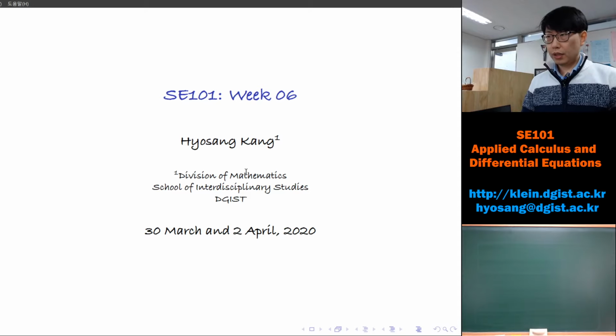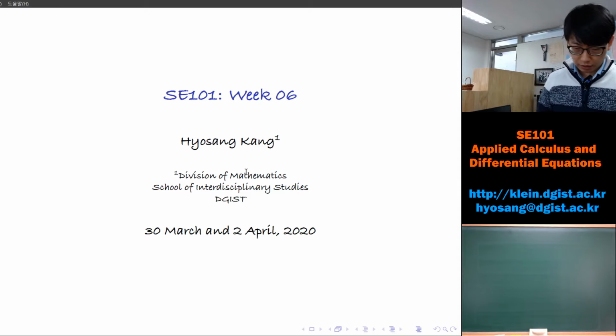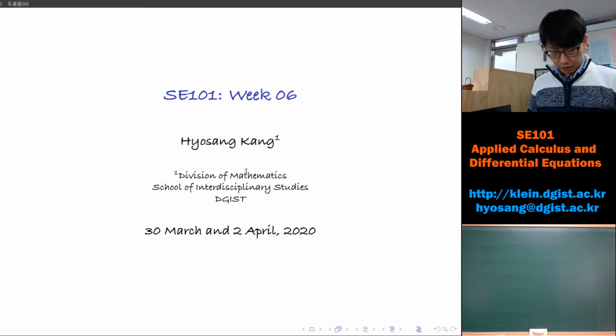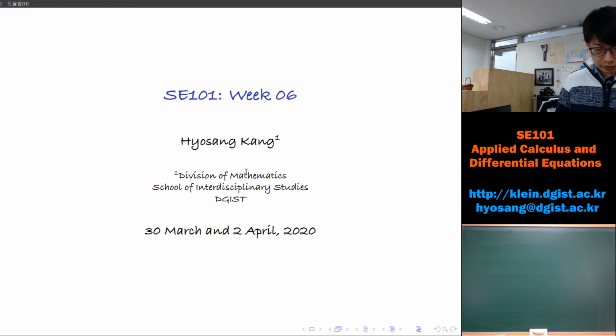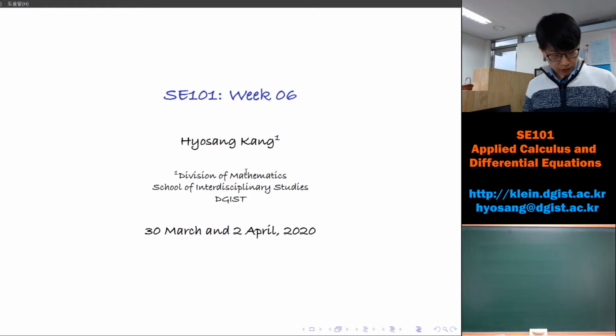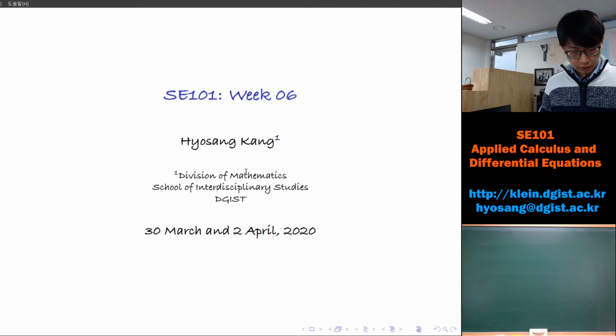Okay, so this is the beginning of week 6, and before we start, let me point out where we are in our textbook. If you look at the textbook, we don't actually go through the entire contents, but basically we covered all of chapter 1, okay? And from chapter 2, we're talking about second order linear ordinary differential equations. So that's what we are going to do from this week.